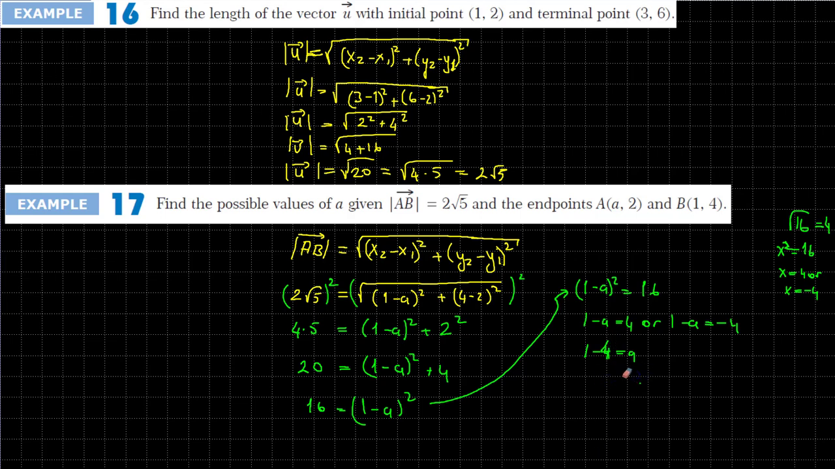Let's write on the same side. Minus 3 is equal to a. And if 1 plus 4 is equal to a, here 5 is equal to a. So there are two values for a, and this is the end of our video.